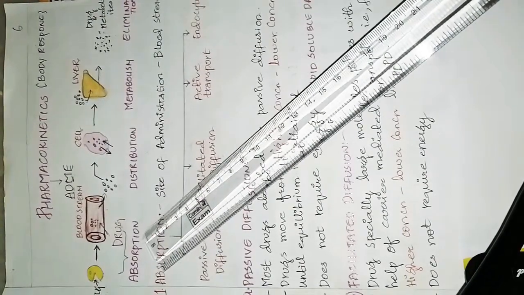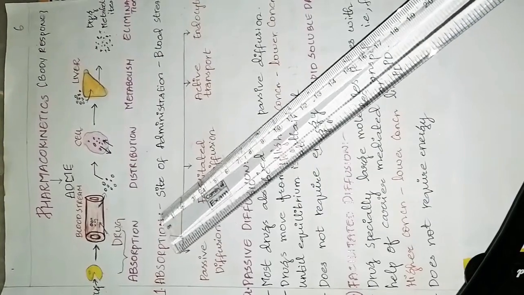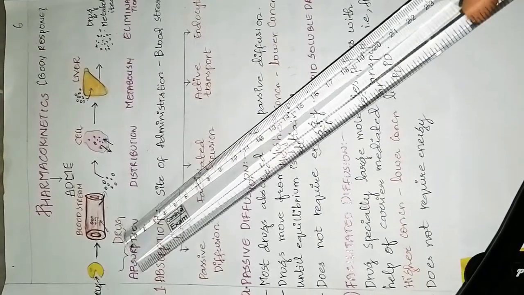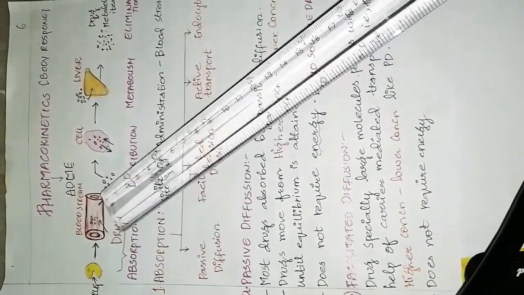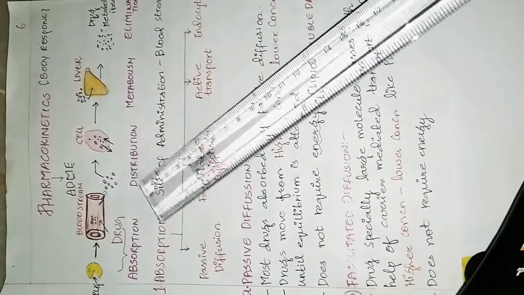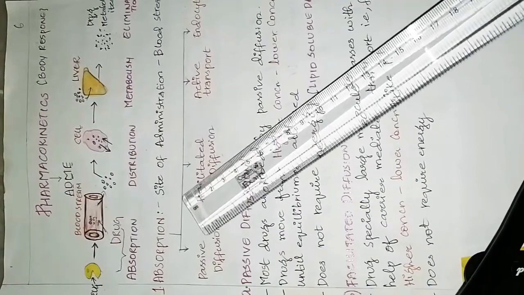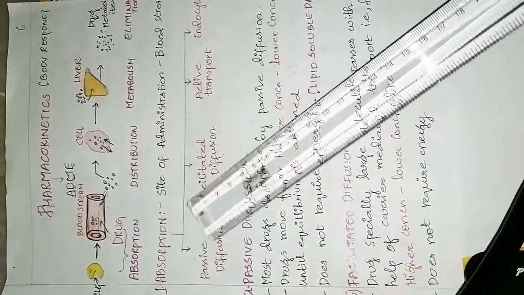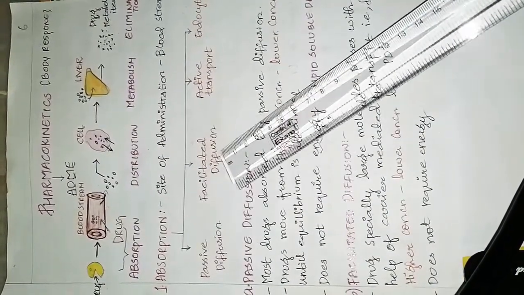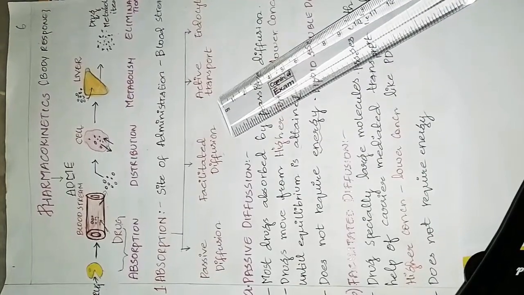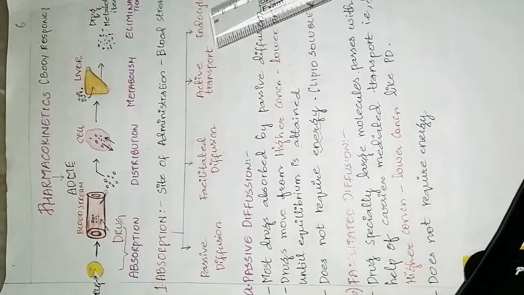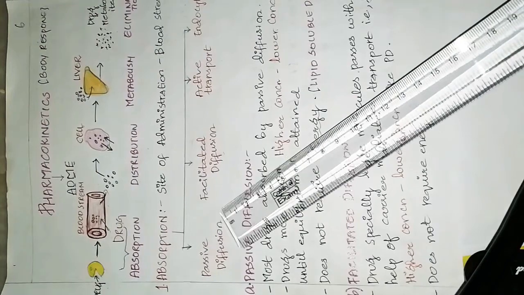So coming to absorption. What is absorption? It is the movement of drug from the site of administration to the bloodstream. Absorption happens through four different processes: passive diffusion, facilitated diffusion, active transport and endocytosis. First, coming to passive diffusion.